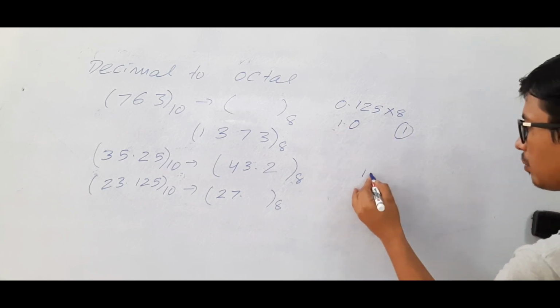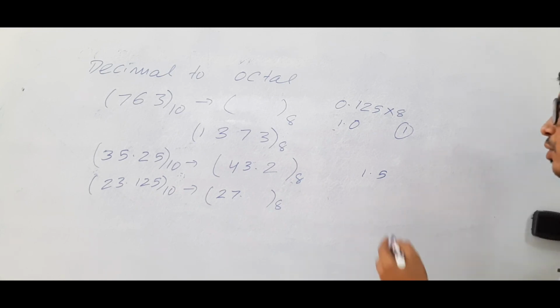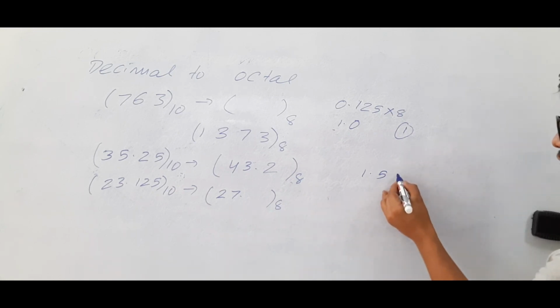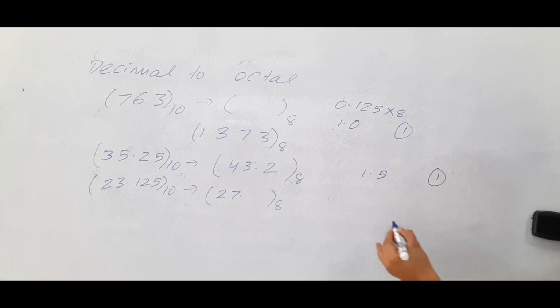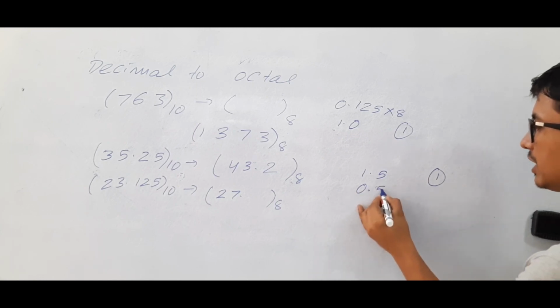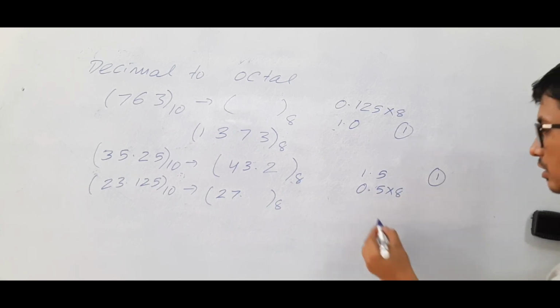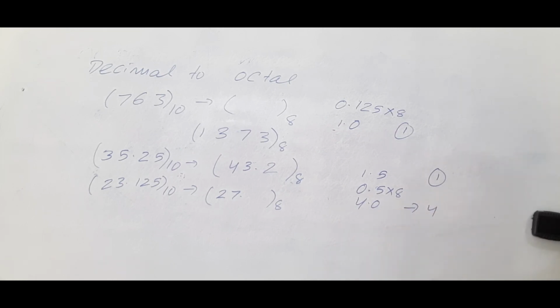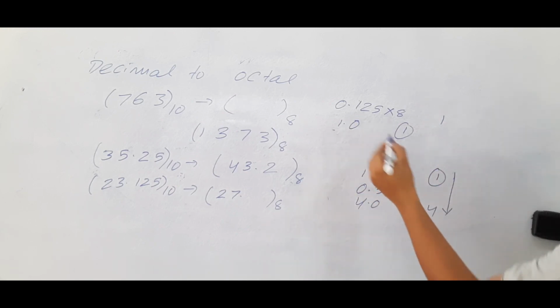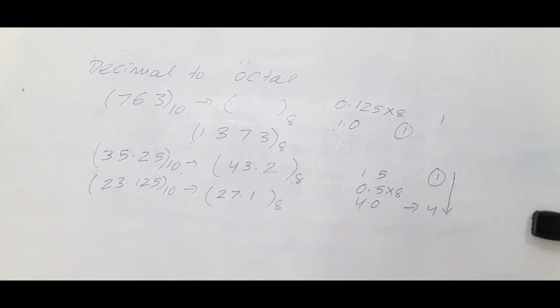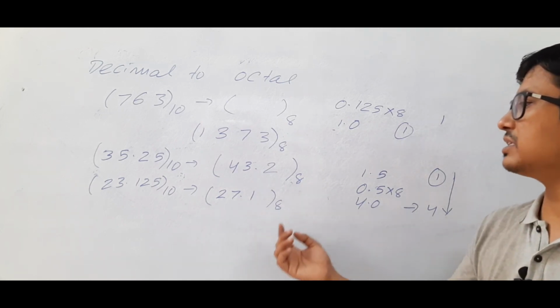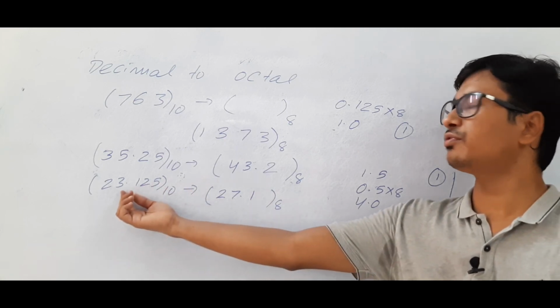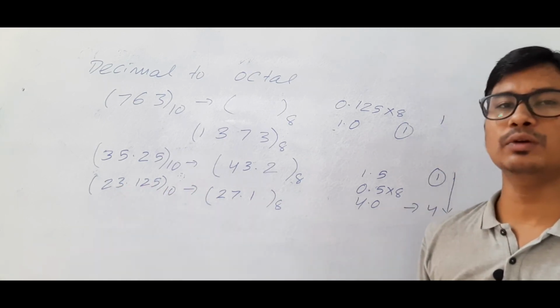In these examples, whatever I get, if I take that 1, I am getting 0. Sometimes when you are multiplying, you might get 1.5. Then you take this 1 and take the 0.5 into 8. What will you get? 4.0. So take that 4. The number you take from top to bottom, so it will be 1 4. But in this case you got 1. So 27.1 base 8 is the equivalent for the decimal number 23.125.